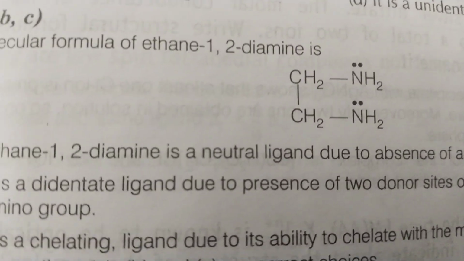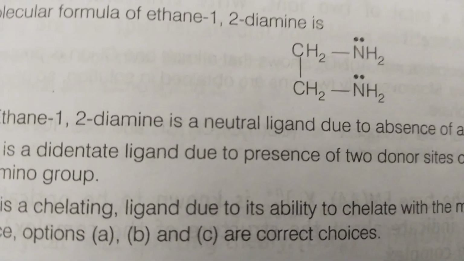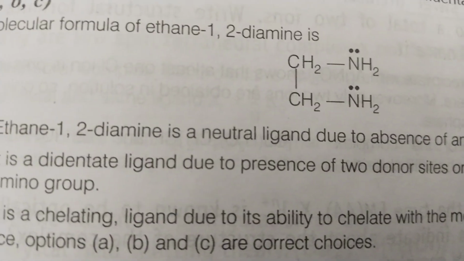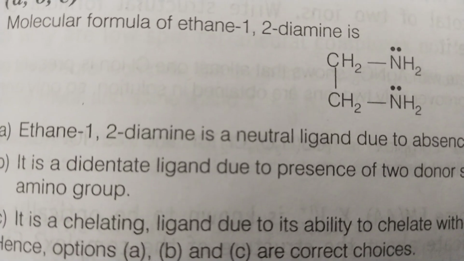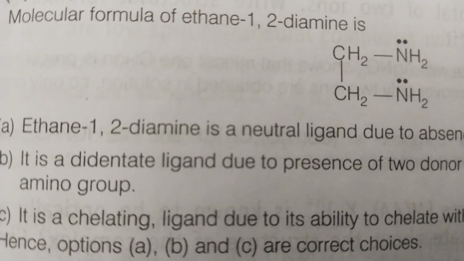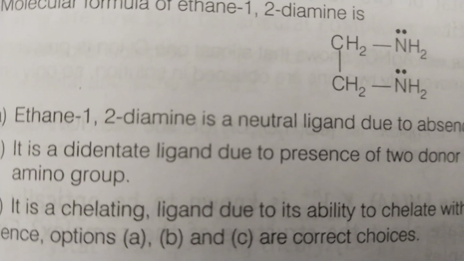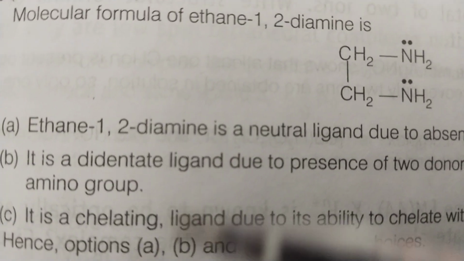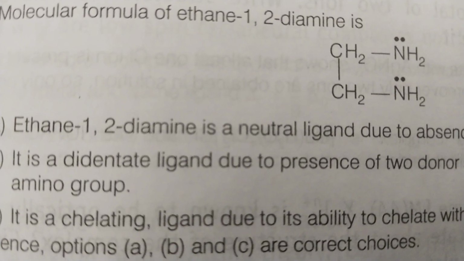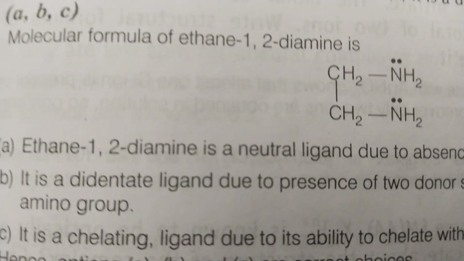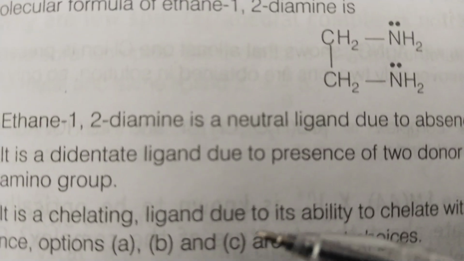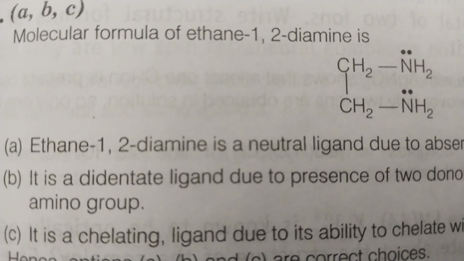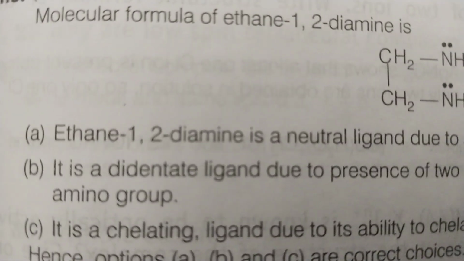Again, it is a chelate ligand. Ligands with multiple donor sites have the ability to form 5 or 6 member rings. Examples are EDTA, ethylene diamine tetraacetate, ethane 1,2-diamine, hemoglobin, or chlorophyll, which are examples of chelate ligands. So, it is a chelate ligand due to its ability to chelate with the metal.